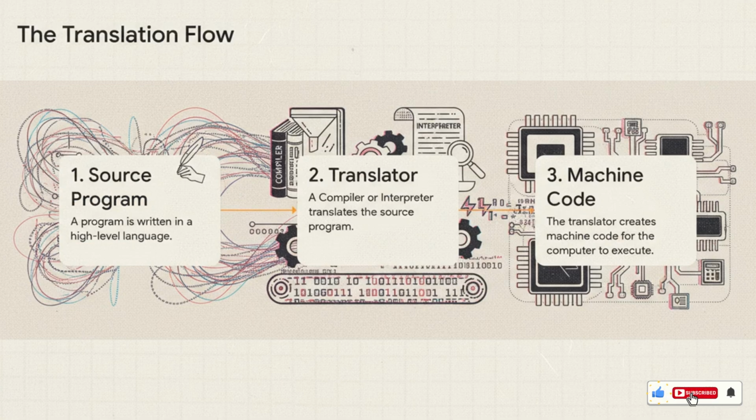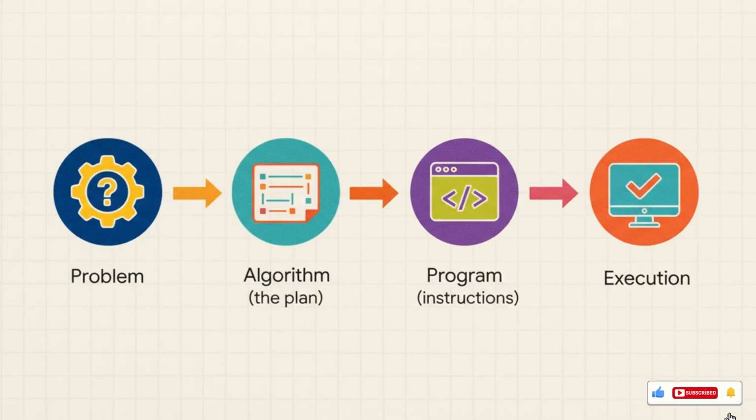So let's put that whole picture together. Step 1, you write your program. That's called the source code. Step 2, a translator, whether it's a compiler or an interpreter, reads your code. And step 3, it creates the machine code, the ones and zeros that the computer's hardware can actually understand and execute. And there you have it. That's the entire journey, from A to Z.